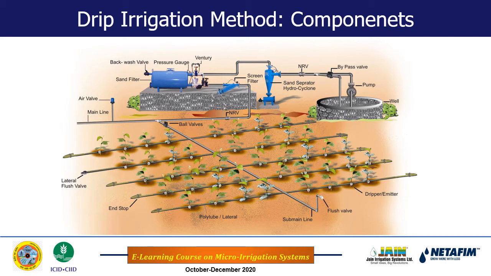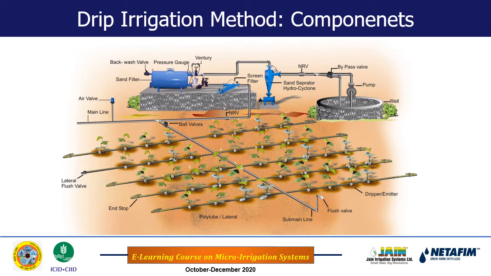And then if you look towards the end of the submain, there is one flush valve, and also at the end of the lateral there is a flush valve, and there are end stops. So first let us see the purpose of the flush valve. This submain is not totally closed, there is a flush valve. The flush valve is to be opened to clean the pipe network. For example, though there is a filtration system, over a period of time, if certain impurities enter by chance and lie in the pipeline, then there will be obstructions to the flow, and those have to be removed.